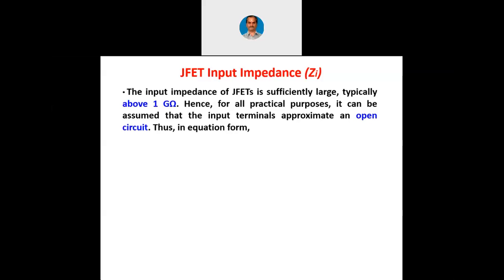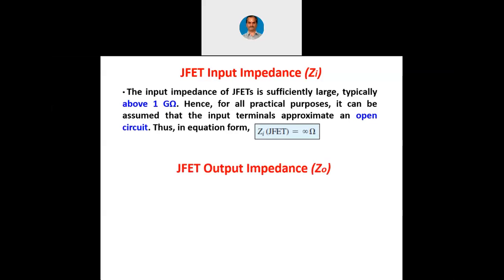Okay, at the input side, it could be microamperes also in case of BJT. Here, it is 1000 times less than BJT. So for all practical purposes, the input terminals can be approximated as open circuit. So in the equation form, we can write it as Zi of JFET equals almost infinity.